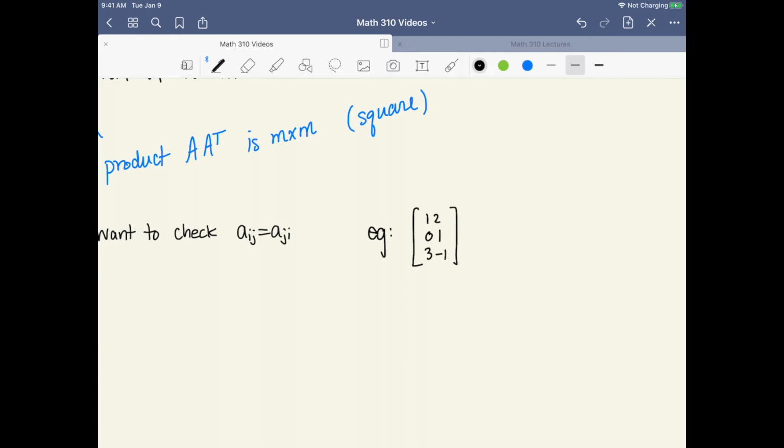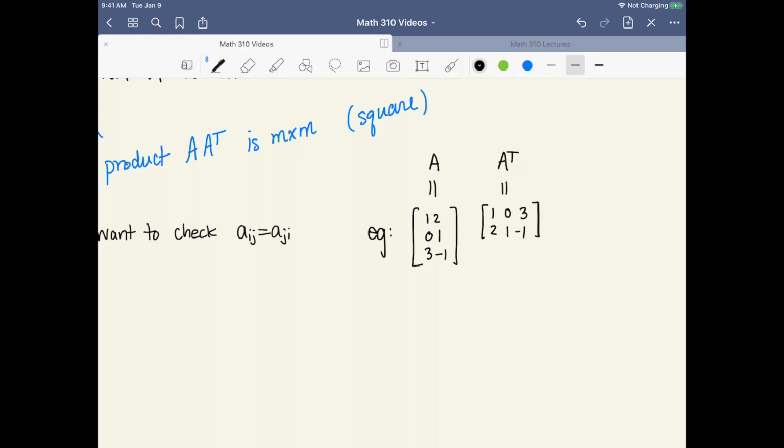and the transpose of this matrix. So if this is my A, then my A transpose is going to have 1, 0, 3 as its first row, because that was the first column of A, and its second row is going to be 2, 1, minus 1. That's A transpose.